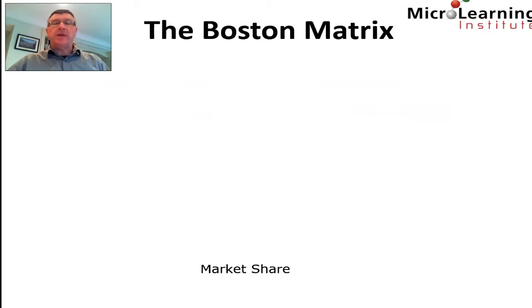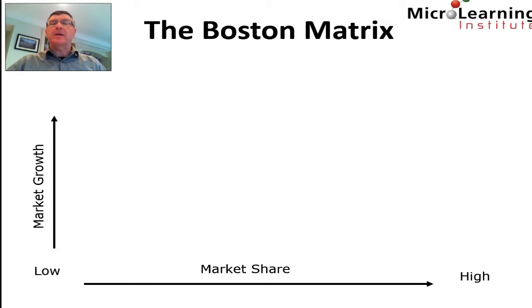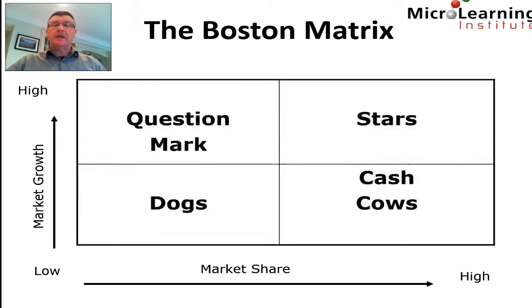Visually, the BCG matrix is presented as follows. Firstly, along the x-axis we have the market share, which ranges from what they notionally call low to high. And on the y-axis we have the market growth rate, again calibrated between low and high. The BCG matrix then categorizes four categories of product within these axes.